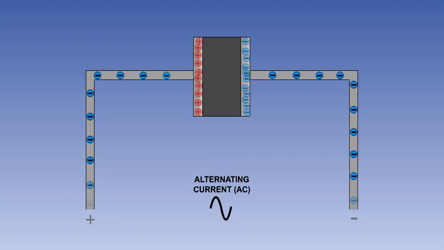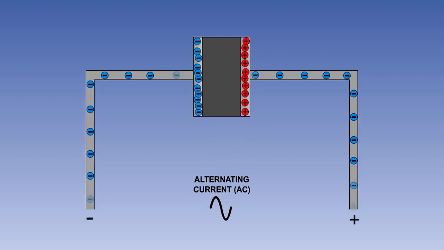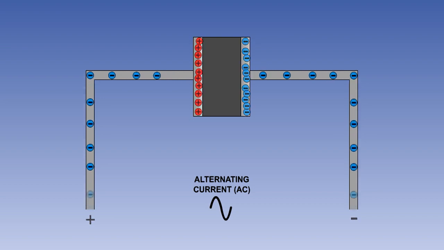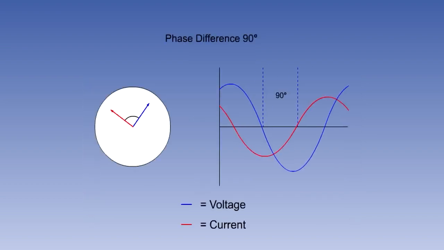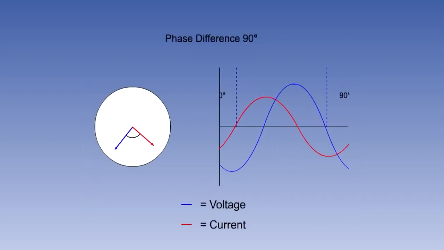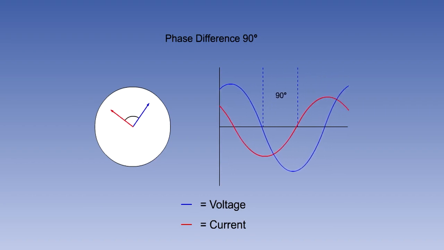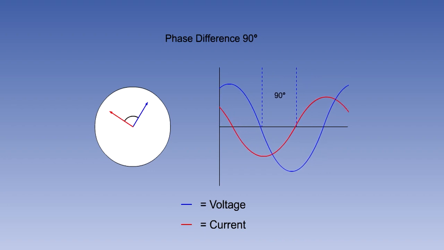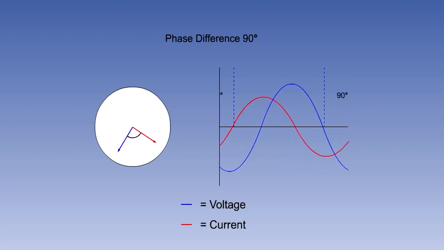When fitted in an AC circuit, a capacitor will be constantly charging and discharging, as the applied voltage is constantly reversing polarity. As the applied voltage falls, the capacitor discharges current back into the circuit. This has the effect of shifting the voltage out of phase with the current, and in a purely capacitive circuit, the current will lead the voltage by 90 degrees.